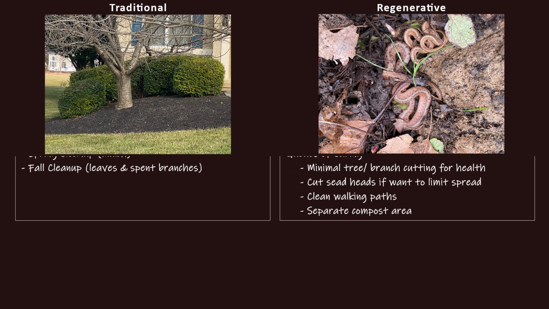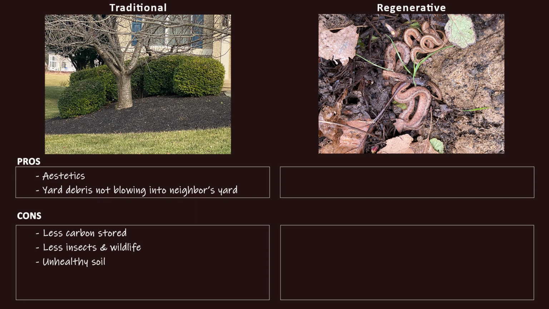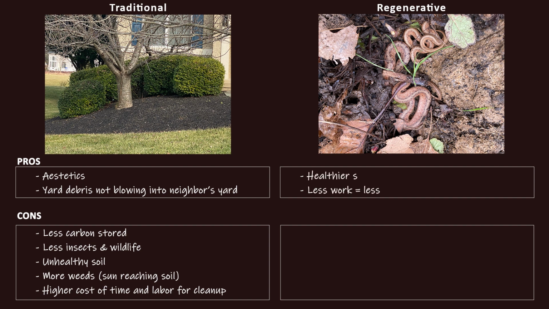Next, we'll move to pros and cons. The primary benefit for traditional landscaping is aesthetics. Homeowners who like the look of mulch and want to ensure leaves are not blowing to a neighbor's property. This has multiple disadvantages, including less carbon stored, less wildlife, unhealthier soil, more weeds due to the sun reaching the soil, and a higher cost of time and labor to complete cleanup practices that are not needed. Regenerative landscaping benefits are a mirror opposite of the cons, with a downside of perceived neglect.